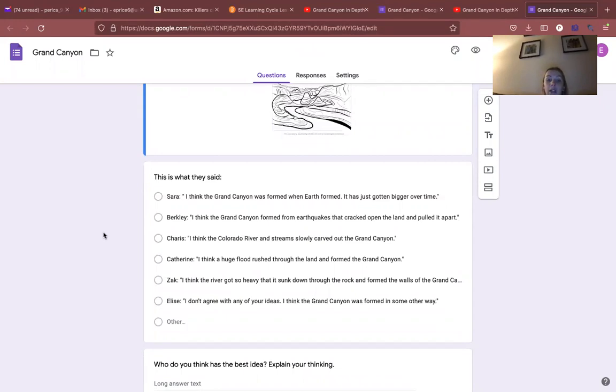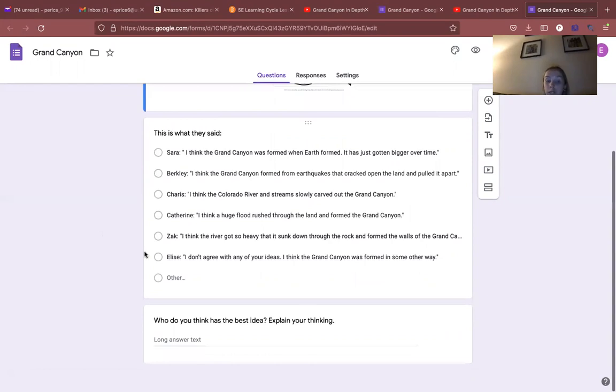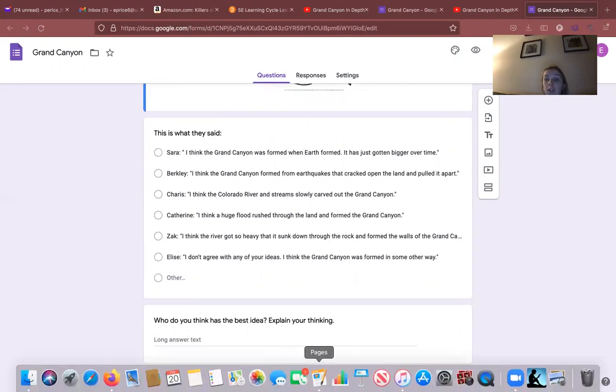Berkeley thought that the Grand Canyon formed from earthquakes that cracked open the land and pulled it apart. Karis thought that the Colorado River and streams slowly carved out the Grand Canyon. Catherine thinks that a huge flood rushed through the land and formed the Grand Canyon. Zach thinks that the river got so heavy that it sunk down through the rock and formed the walls of the Grand Canyon. And then Elise doesn't agree with any of the ideas. She thinks that the Grand Canyon was formed in some other way. So then at the bottom, they'd be able to choose one of these, and then they would be able to explain their thinking.